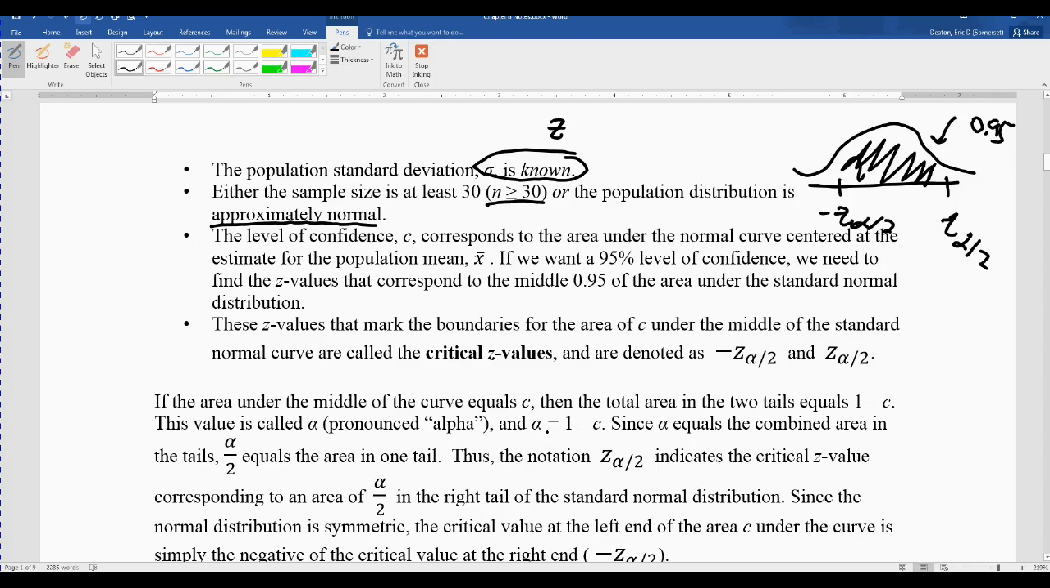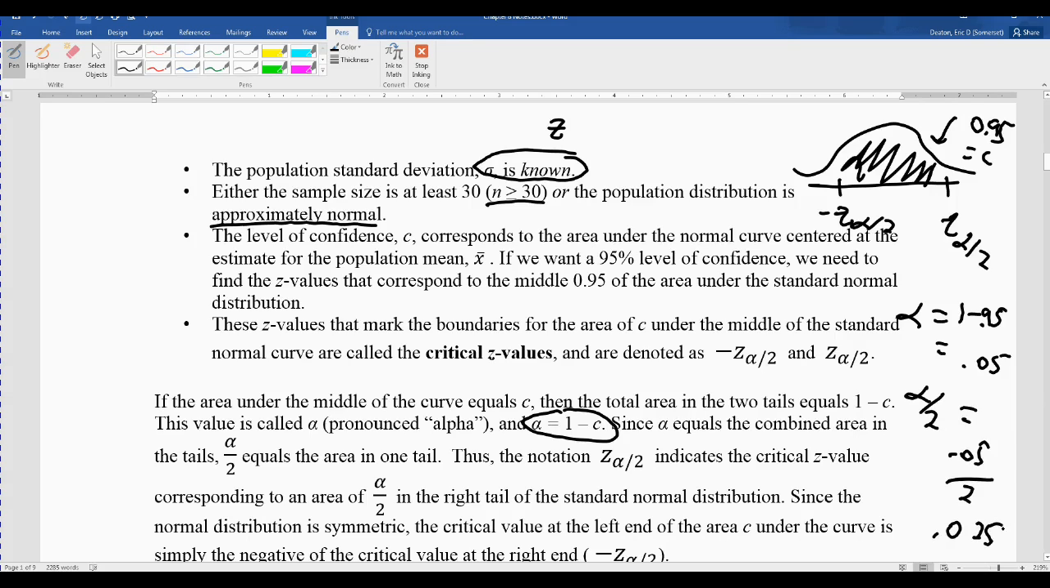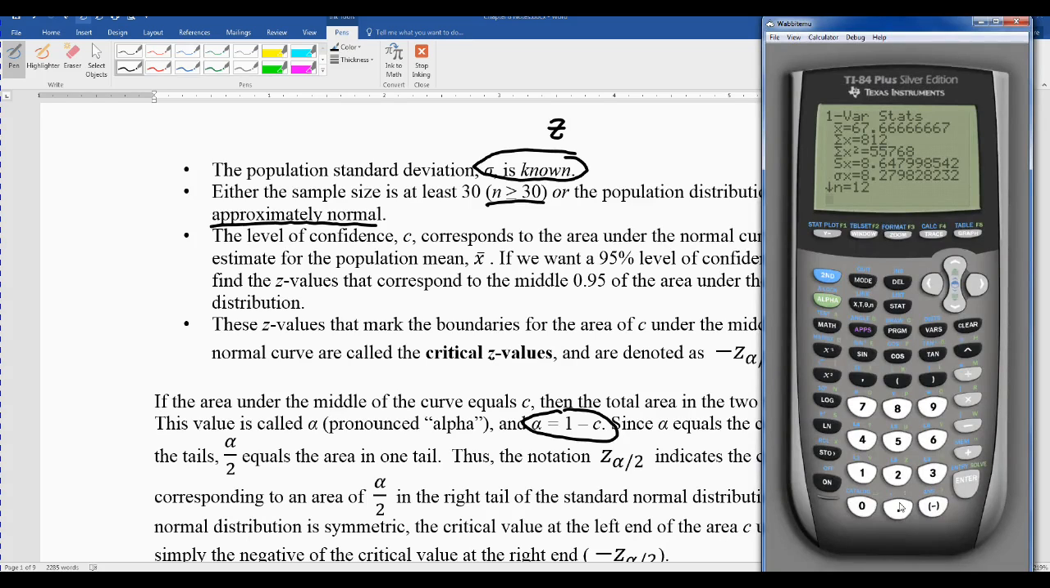Now we're using this formula, alpha equals 1 minus c. So if you have a 95% confidence interval, that means c is going to be 0.95. Alpha is going to be 1 minus 0.95, which is 0.05. And then we'll need alpha over 2, which is actually the area to the right of the z-score. So alpha over 2 is 0.05 over 2, which is 0.025. And if you don't believe me, you can always check it through the calculator.